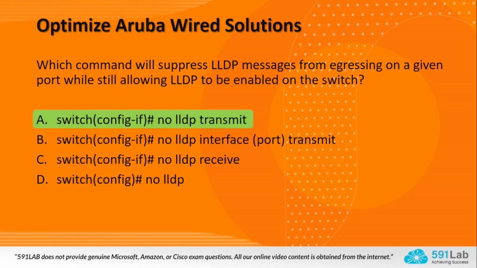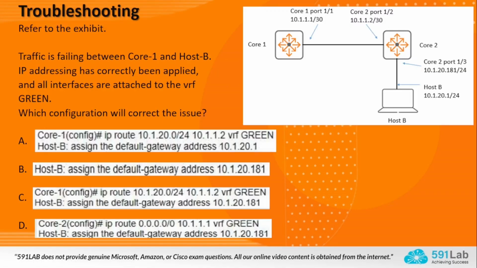Okay, let's move on to the next question. This is related to troubleshooting. Refer to this exhibit. Traffic is failing between core 1 and host B. IP addressing has correctly been applied and all interfaces are attached to the VRF green. Which configuration will correct the issue? Okay, let's simulate this setup in our AOS-CX simulator.